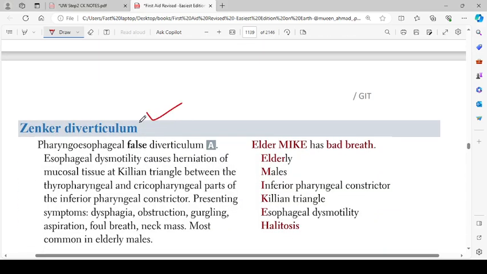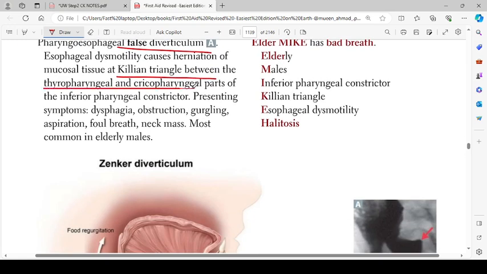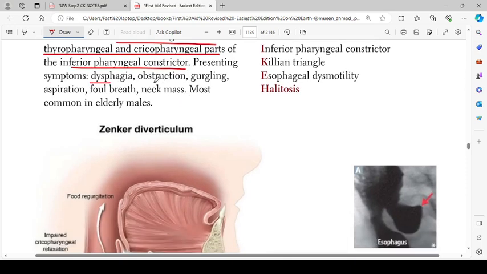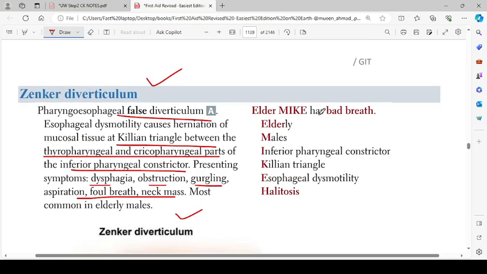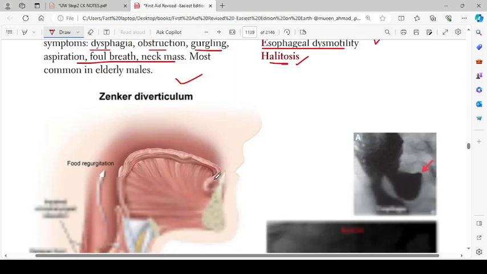Then comes Zenker's diverticulum, the pharyngoesophageal false diverticulum. Esophageal dysmotility causes herniation of the mucosal tissue at the Killian triangle between the thyropharyngeal and the cricopharyngeal parts of the inferior pharyngeal constrictor, presenting with symptoms like dysphagia, obstruction, gurgling, aspiration, foul breath, and neck mass, most common in elderly males. So the elderly Mike has bad breath. Zenker's diverticulum is common in elderly males, the inferior pharyngeal constrictor is involved in the Killian's triangle specifically, and esophageal dysmotility is a risk factor, and halitosis will be the outcome of that.